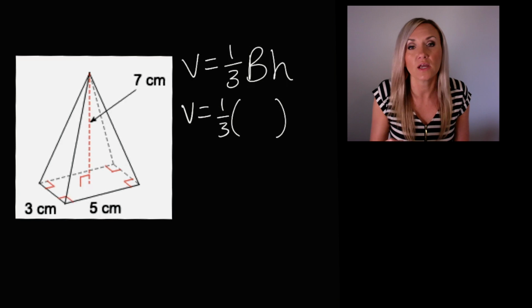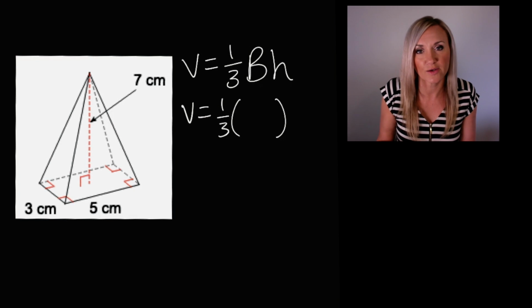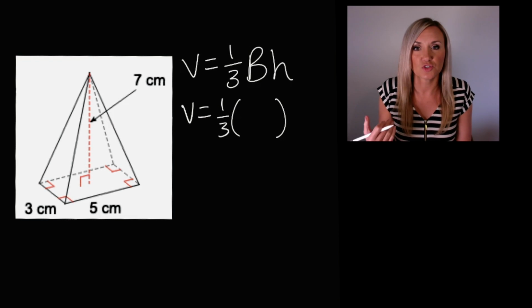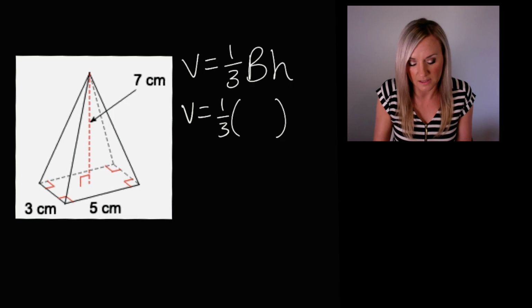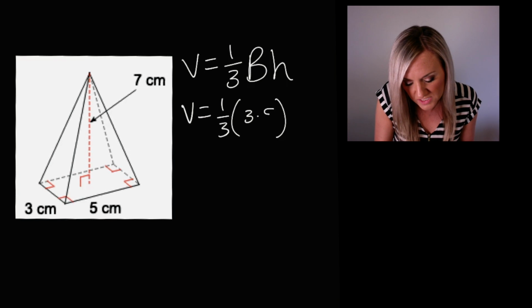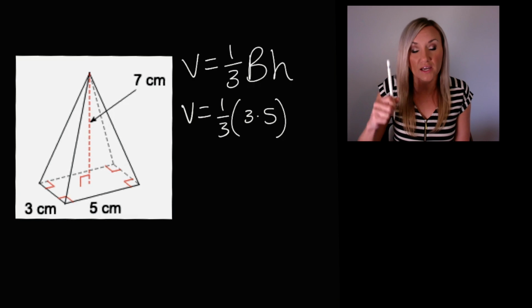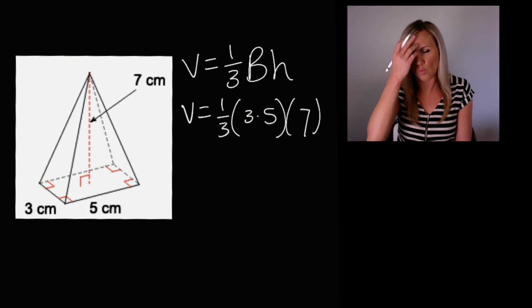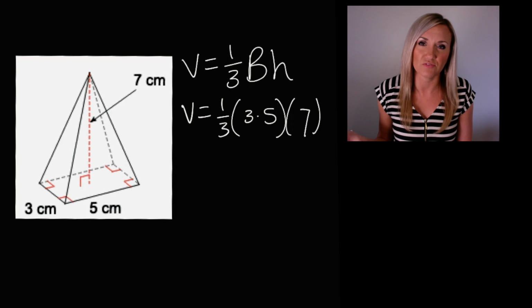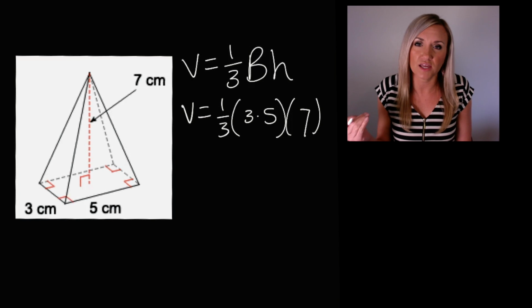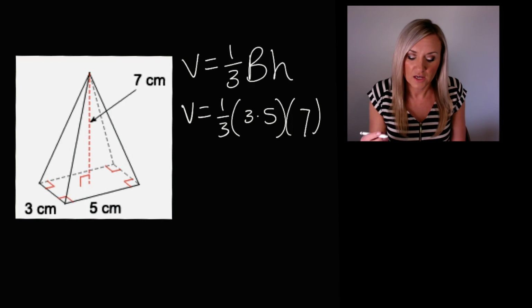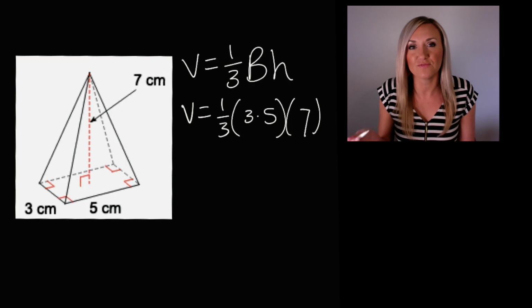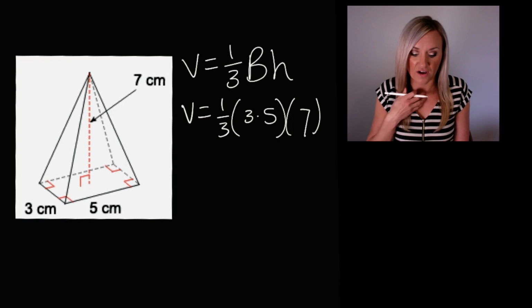Okay, so volume equals 1/3. Now the area of the base is a rectangle, so it's just the length times the width, which is 3 times 5. Then the true height of our pyramid is 7. With that 1/3, it's always best to leave it last. Calculate everything else and then divide by 3. So 5 times 3 is 15, and 15 times 7 is 105.